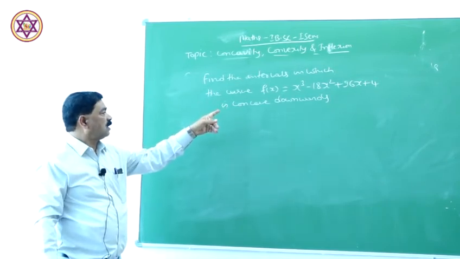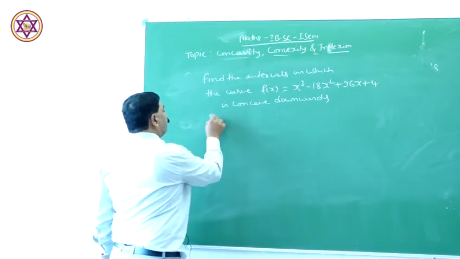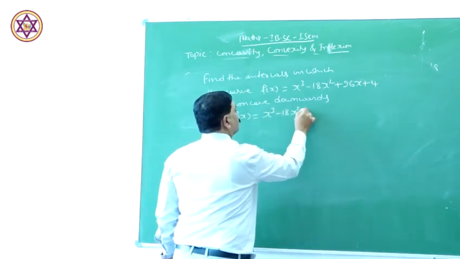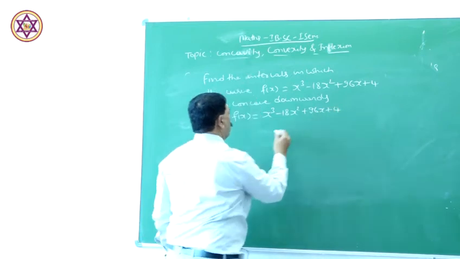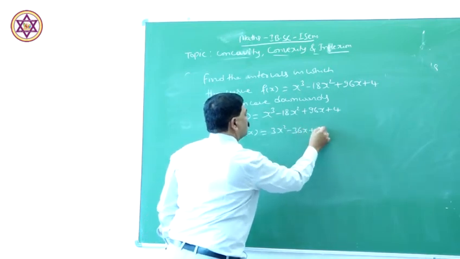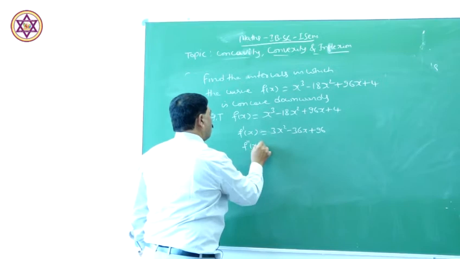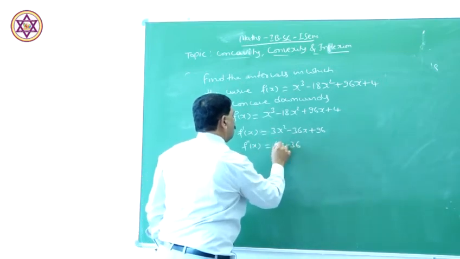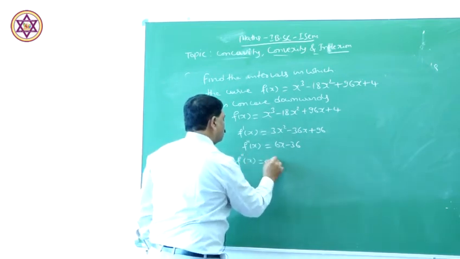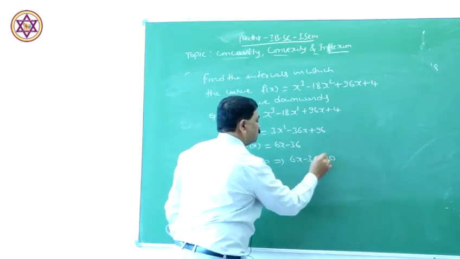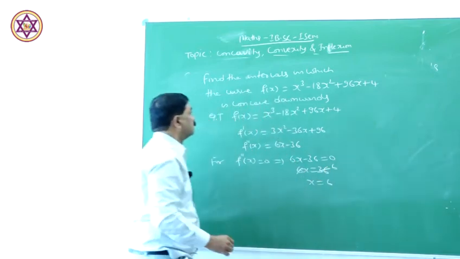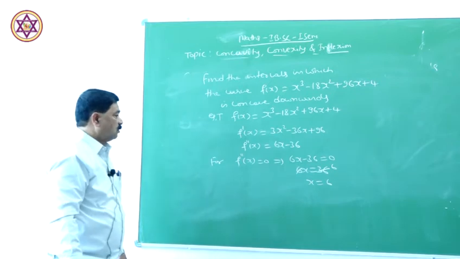Find the intervals in which the curve f(x) = x³ − 18x² + 96x + 4 is concave downwards. Given f(x) = x³ − 18x² + 96x + 4, you have f'(x) = 3x² − 36x + 96, and f''(x) = 6x − 36. So for f''(x) = 0, this implies 6x − 36 = 0, 6x = 36. So x is equal to 6.